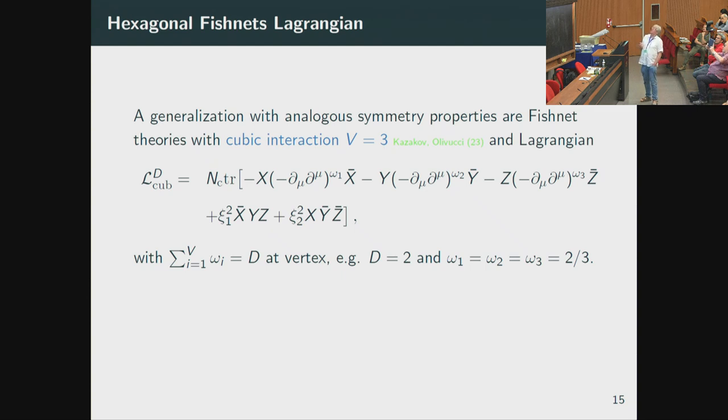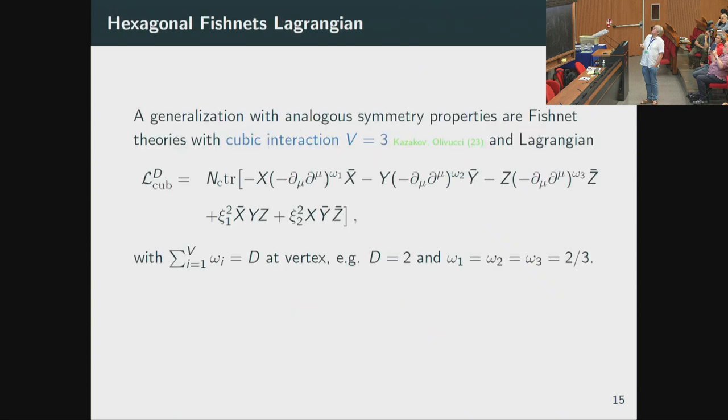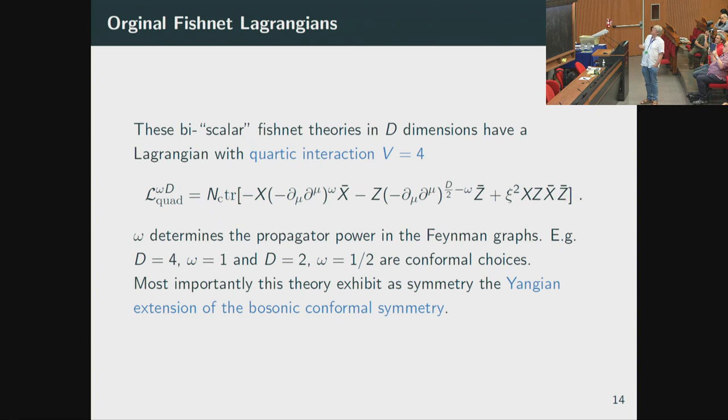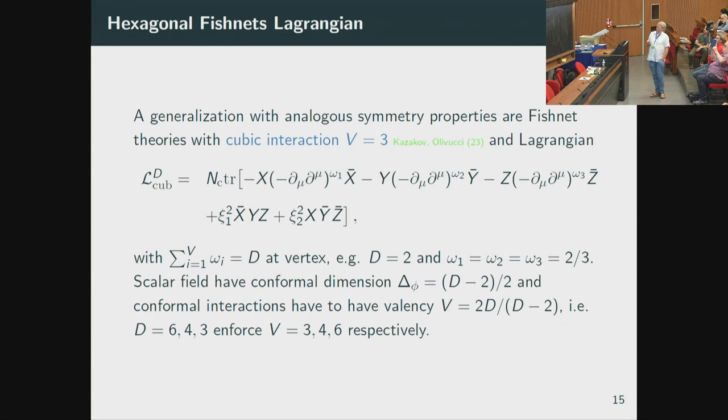And another generalization is one with cubic interaction. The other one had actually quartic interaction. So this one had quartic interaction, and the next one has cubic interaction. And then if you want to make it conformal, you have to choose the propagator weights to be 3/2 at each vertex. And why was this considered anyway? Because the natural dimension is (d-1)/2. And then the valency for the natural theories in 6, 4, and 3 dimensions has to be 6, 4, and 3. And that's why these 6, 4, and 3 theories are very interesting.